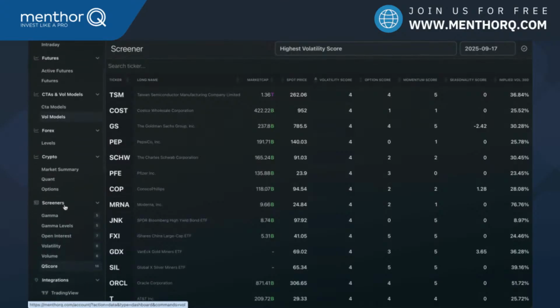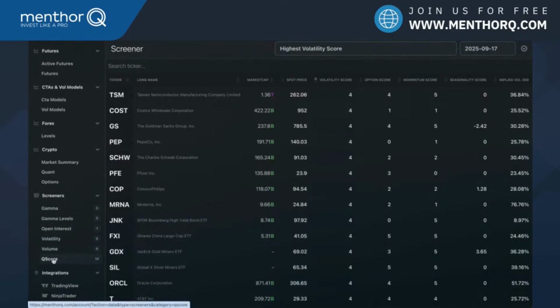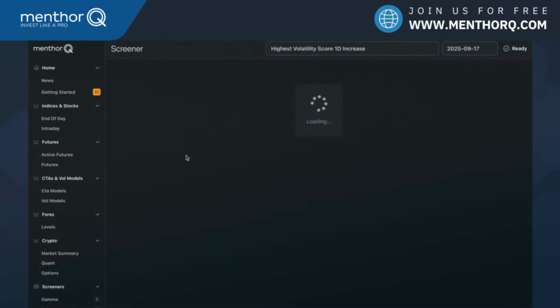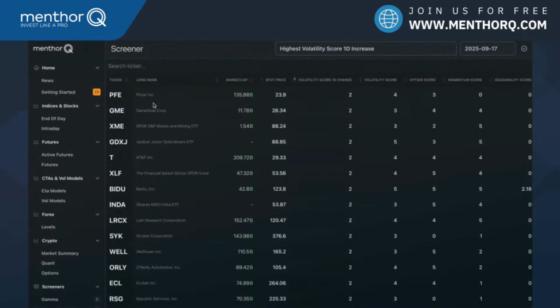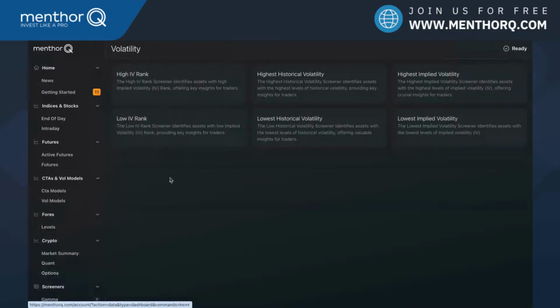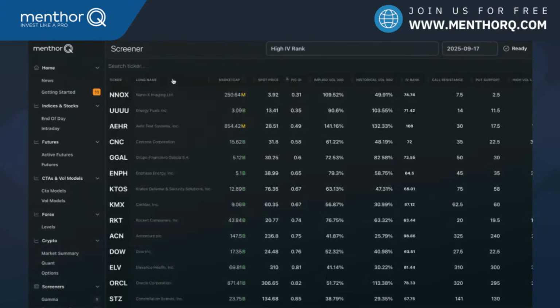You could also do the opposite, and look for low volatility score, or you could look for changes in volatility score. So who has seen the highest volatility score increase over the past day? So again, Pfizer, AT&T, and so on. So this can give you some really interesting ideas. Within the option screener, you also have our volatility screener, so you could look at high IV rank, low IV rank, and again, formulate ideas based on these scores right here, and then use it for your trading.